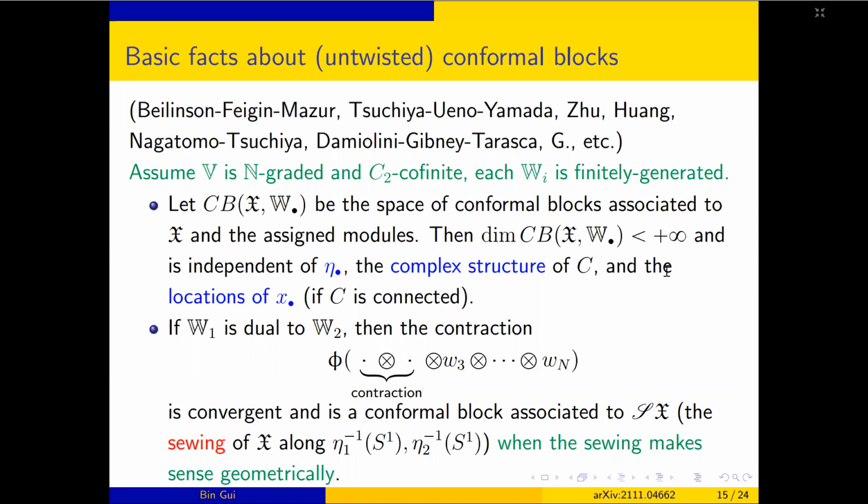The second property is called sewing. Roughly speaking, it is like this. Suppose that W1 is the dual representation of W2. In particular, these two vector spaces are dual spaces of each other, and then you can take the contraction. So for the original conformal block, you take a contraction, you get a new linear functional, and this new linear functional is also a conformal block, but it is not a conformal block for the original pointed Riemann surface. It is a conformal block for a new Riemann surface. The new Riemann surface is the sewing of the original one.